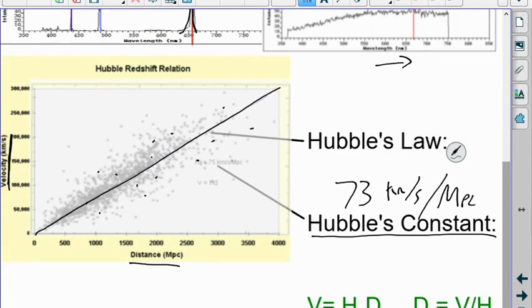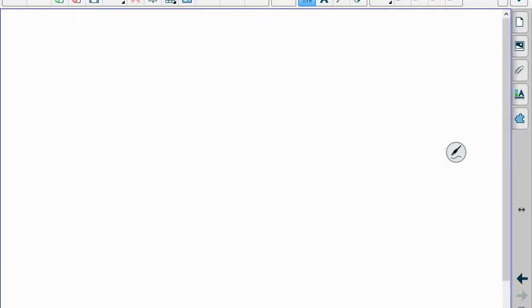Again, what that number means is that if I know the distance that a galaxy is away, I can plug in 73 for Hubble's constant and determine how fast the galaxy is receding away from us. So if it is 10 megaparsecs away, 10 times 73 is 730 kilometers per second. I can also do that the opposite way. I can say if I know the velocity, I can divide by Hubble's constant and get the distance that a galaxy is away. Okay? And that's where I end. So that was basically what we did.